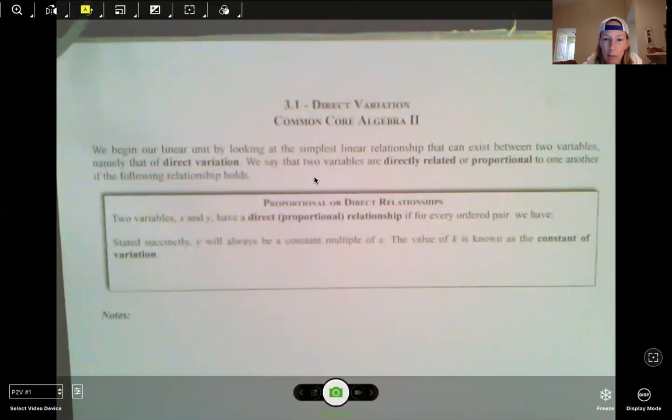I don't know if you remember the idea of setting up proportions and using cross multiplication to solve them. But that's really the basic idea of this unit. It says here we say two variables are directly related or proportional to one another if this relationship holds. Two variables, x and y, have a direct or proportional relationship if for every ordered pair, y will always be a constant multiple of x. So the value of k is known as the constant of variation.